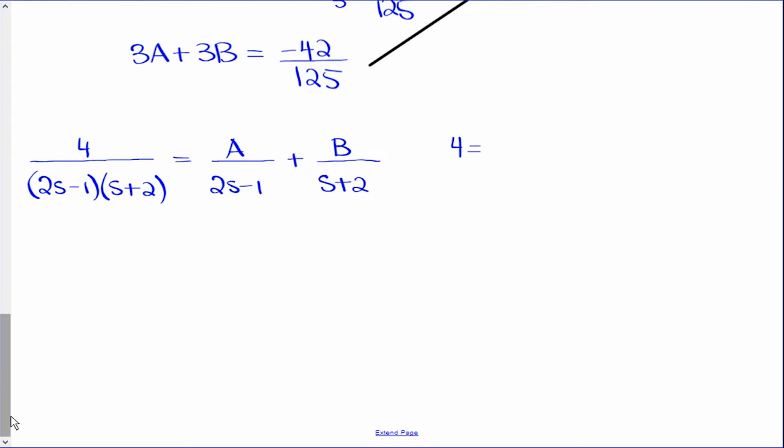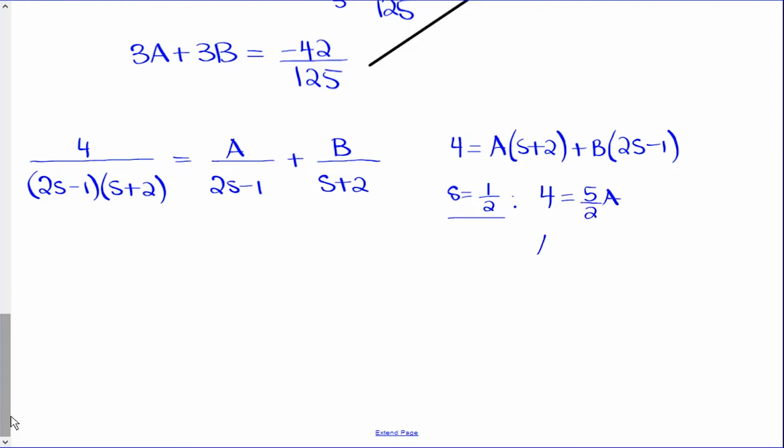So comparing numerators, we have 4 equals A times s plus 2 plus B times 2s minus 1. If we let s equal positive 1/2, we will get 4 equals 5 over 2 A. And so A is going to be 8 over 5. Similarly, if I let s equal to negative 2, I'm going to have 4 equal negative 5B. So B is going to be negative 4 over 5. And so that's that.